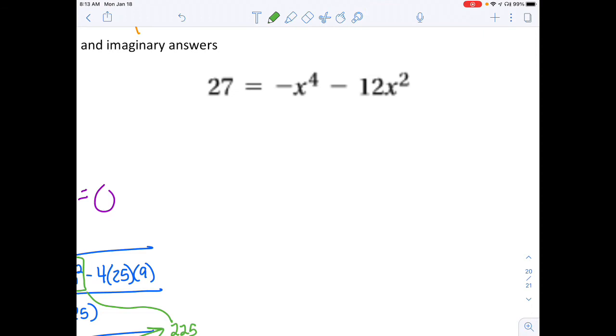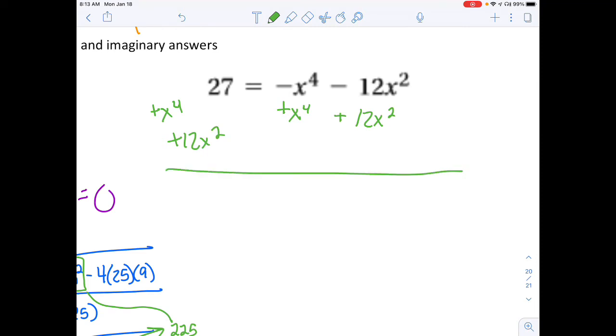Set it equal to 0 to begin with. So add x to the fourth, add 12x squared. Please pause the video and rewind, catch up with me. So you get x to the fourth plus 12x squared plus 27 equals 0.